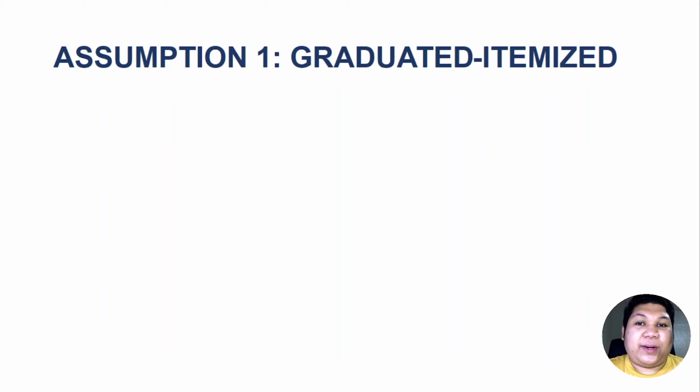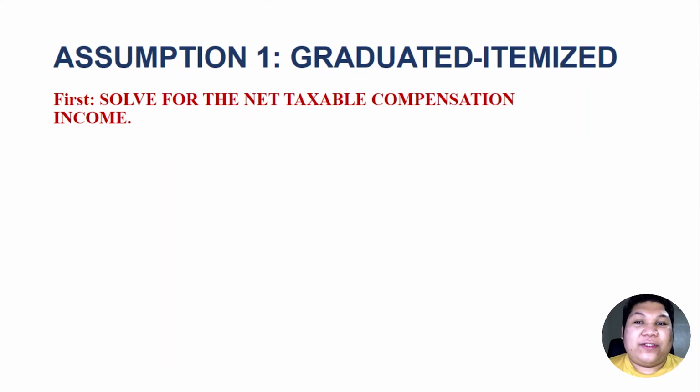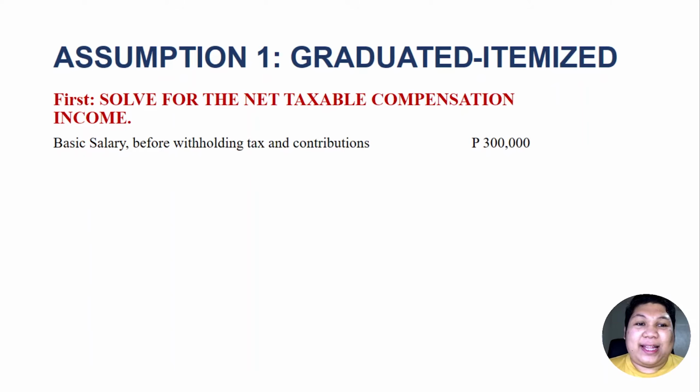So under assumption 1, Juan will choose the graduated rates and he will use the itemized deduction for his business and professional income. So our first step is to solve for the net taxable compensation income. So we have here basic salary of Juan before withholding tax and contribution. So when we say before withholding tax, meaning before deducting withholding tax and contributions. So we don't have to add the withholding tax and contributions like what we did in our other videos.